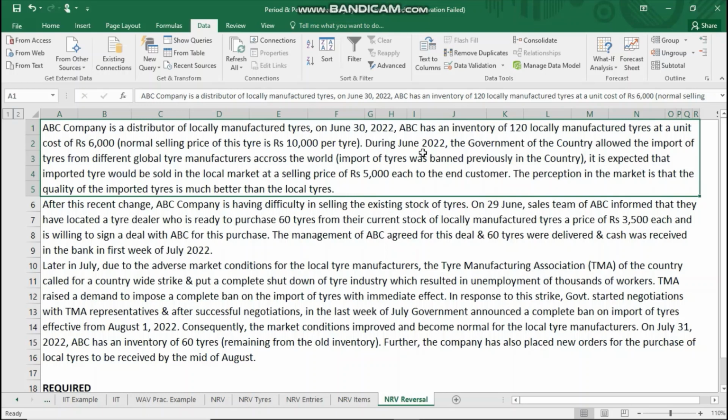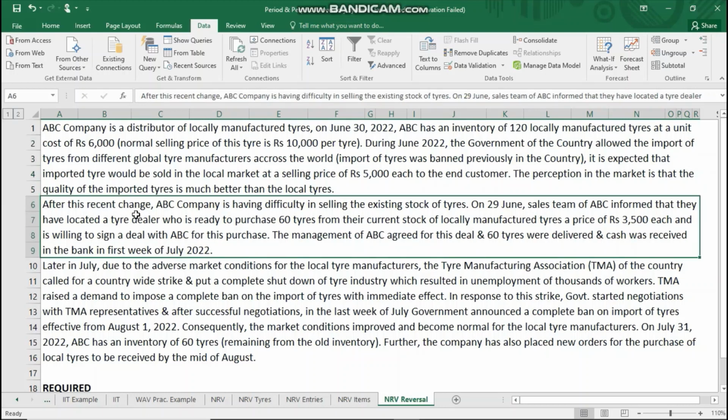It is expected that imported tires would be sold in the local market at a selling price of rupees 5,000 each to the end customer. So this is the selling price to the end customer, and we can see that this is on a lower side as compared to the locally manufactured tires which is costing rupees 6,000. Okay, so the selling price of imported tire is on a lower side. The perception in the market is that quality of the imported tires is much better than the local tires. Okay, so this was the initial information.